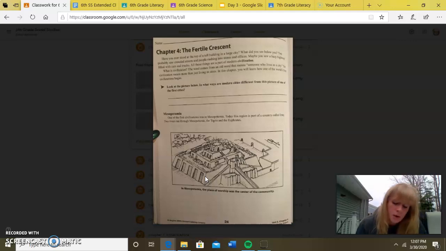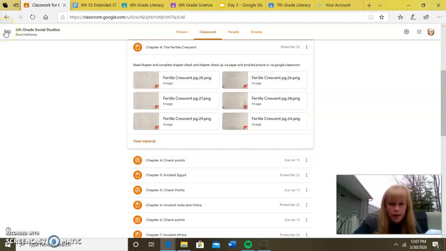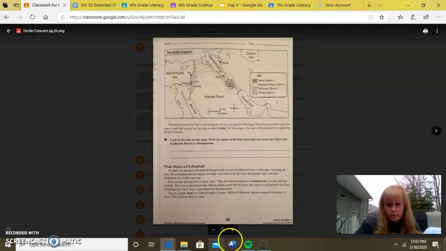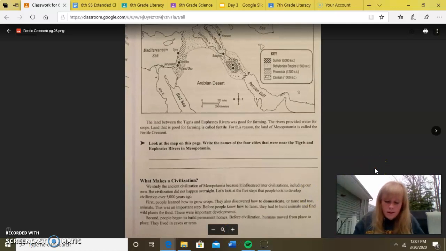Next, Mesopotamia. One of the first civilizations was Mesopotamia. Today, this region is part of a country called Iraq. Two rivers ran through Mesopotamia, the Tigris and the Euphrates. So, because these pages are a little bit backwards, I'm going to click out of here, click on page 25, and zoom in a little bit for you guys. Page 25. The land between the Tigris and Euphrates rivers was good for farming. The rivers provided water for crops. Land that is good for farming is called fertile. For this reason, the land of Mesopotamia is called the Fertile Crescent, which we've talked about this year already.